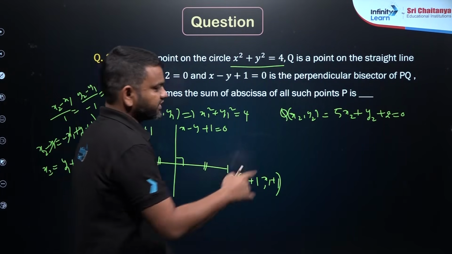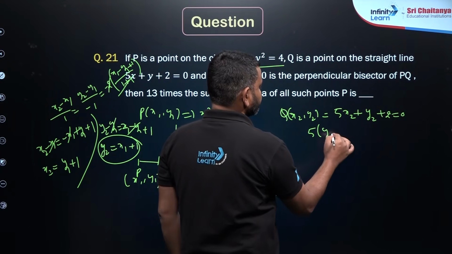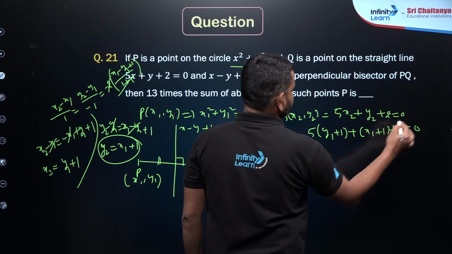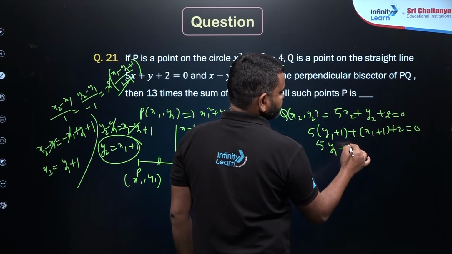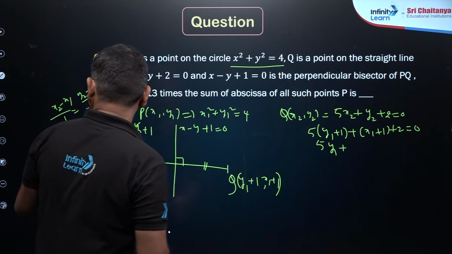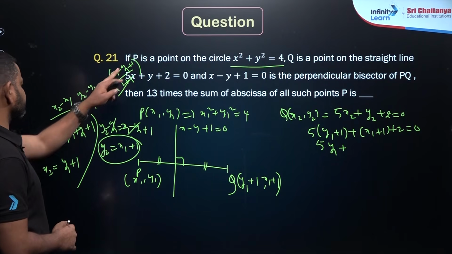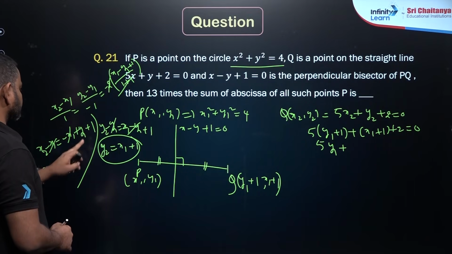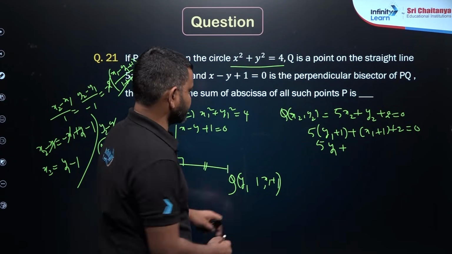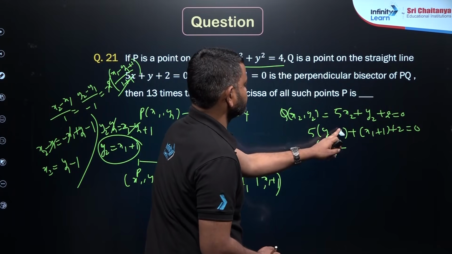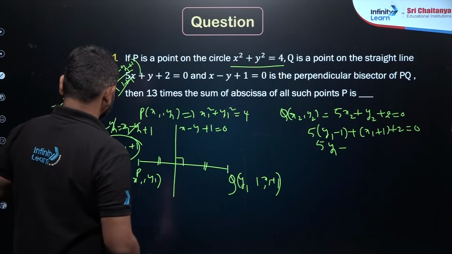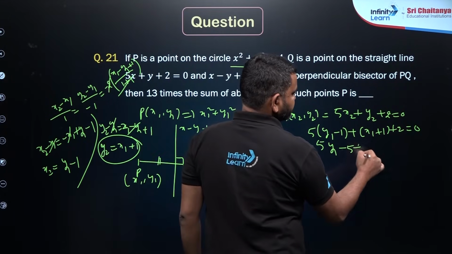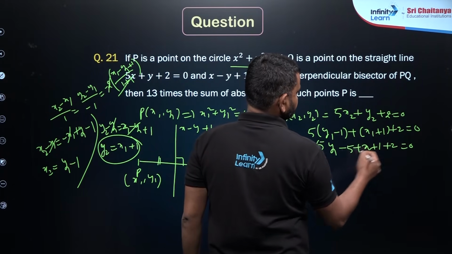Now put those two values in the equation. You are going to get 5 times of y1 plus 1 plus x1 plus 1 plus 2 is equals to 0. So 5 y1 plus, y1 plus 1 or minus 1? Minus is multiplying inside. Acha, here it is supposed to be minus, children. So this needs to be minus. Yeah, if it is minus here, this is going to be minus 5 plus x plus 1 plus 2, that is equals to 0.